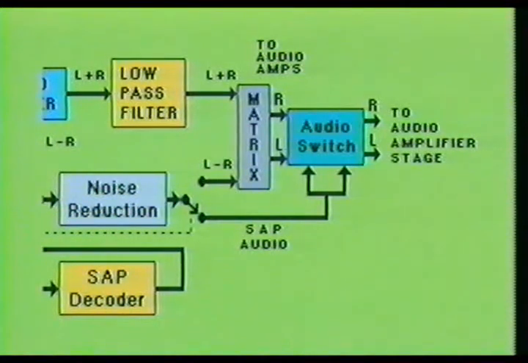After the noise reduction stage, the SAP audio bypasses the matrix decoder stage and goes directly to a mono stereo switch. The mono stereo switch electrically connects both left and right channels when the main audio program is not in stereo or when the SAP audio mode is selected. The low-level audio output leaves the audio switch and is passed into the last stage of the television sound strip.